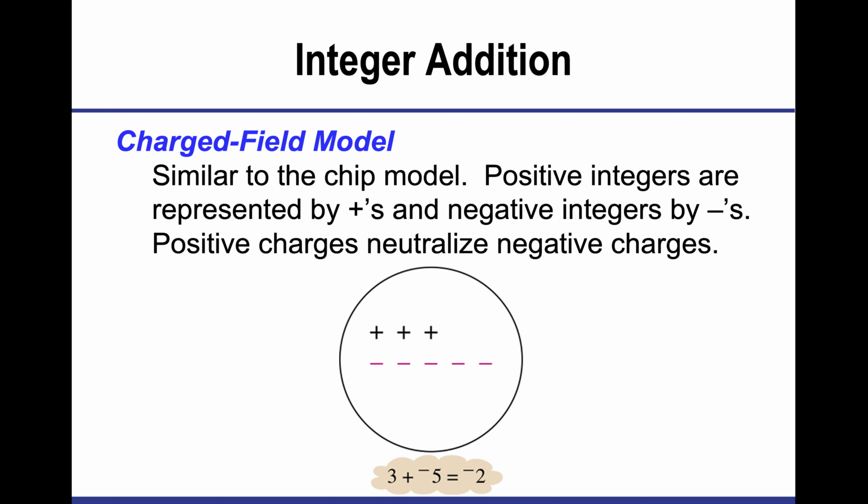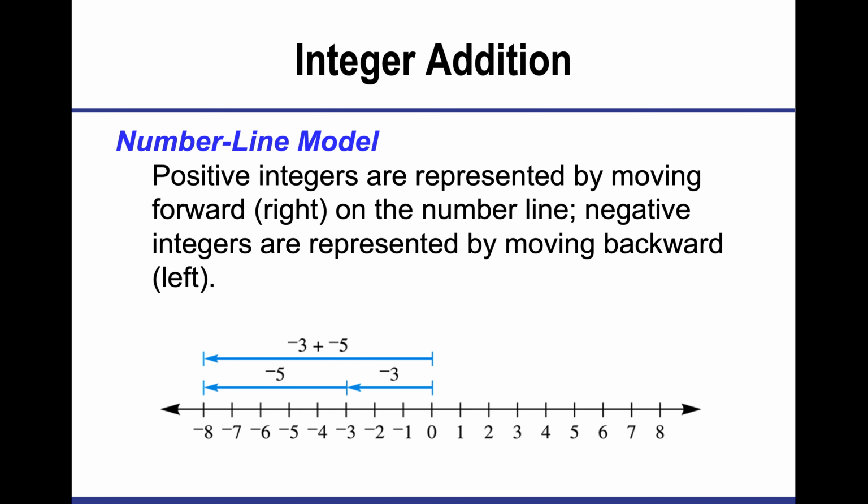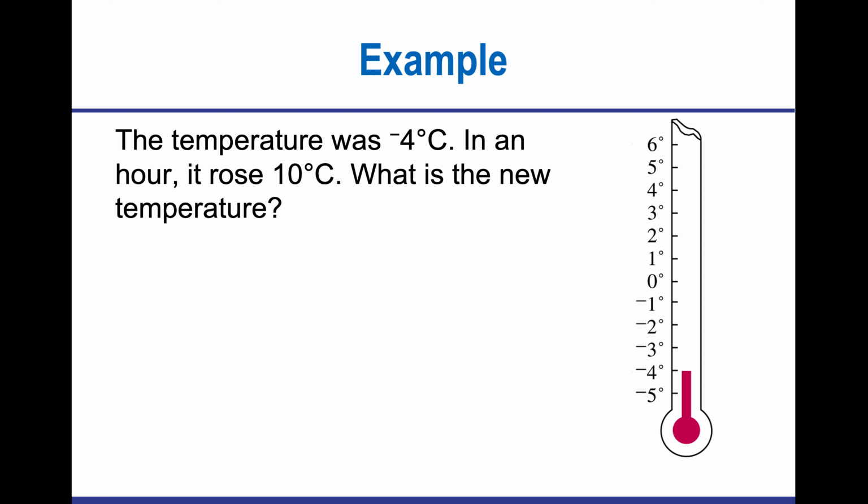In the charged field model, instead of putting those dots, we're actually putting the symbols for positive and negative, but we're still lining them up vertically so that we have that neutralization or canceling out factor. The number line model is showing that we're going to move to the left for negative numbers, to the right for positive numbers. So if I wanted to do -3 plus -5, I would go left 3 and then left 5 more.